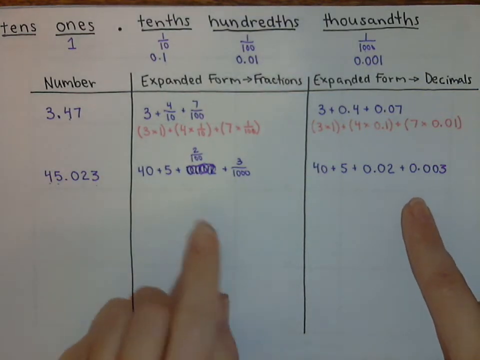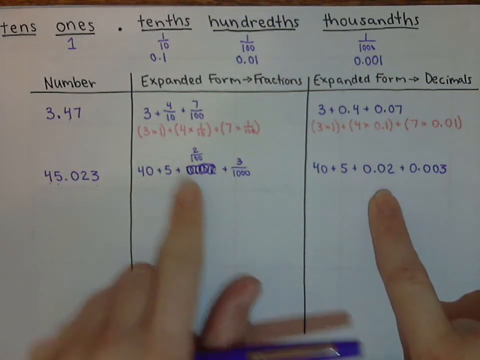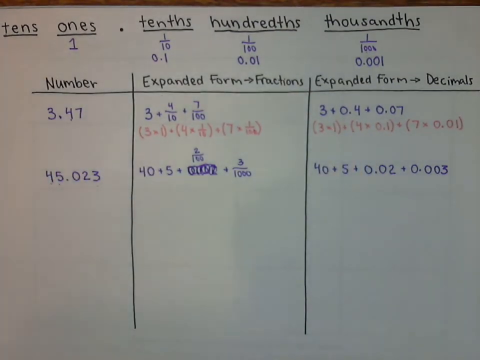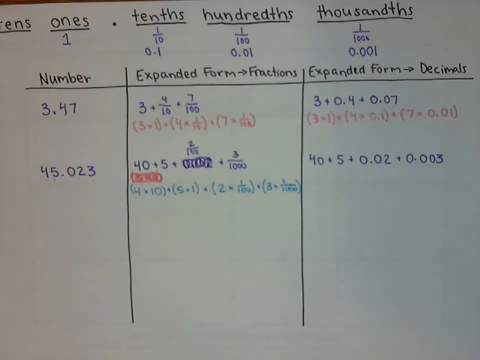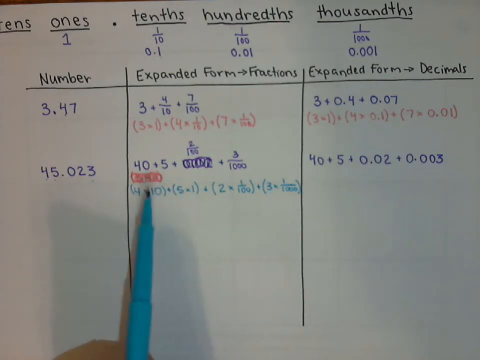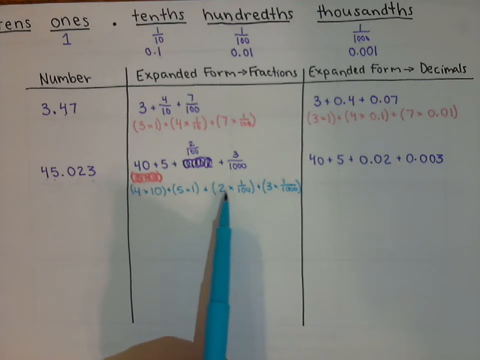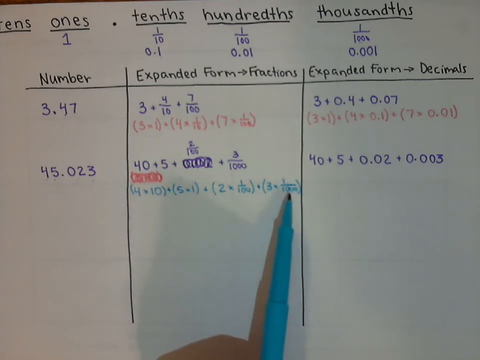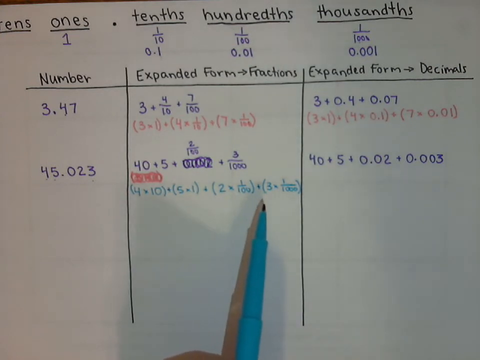All right, you go ahead and give writing these using expanded form with multiplication a try, then check and see how you did. All right, so here's looking at it using fractions. And again, I've expanded everything into multiplication. So I have 4 groups of 10. I have 5 groups of 1, 45. I have 2 100ths, and I have 3 1,000ths. So I've used my multiplication.